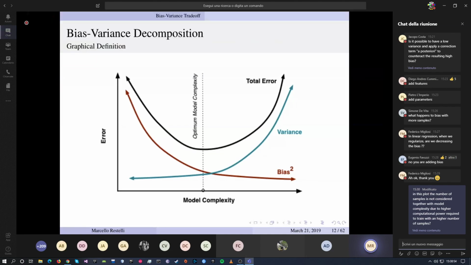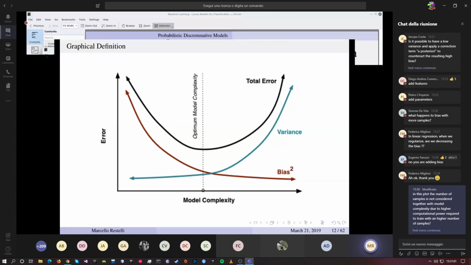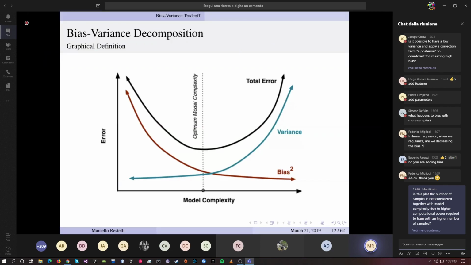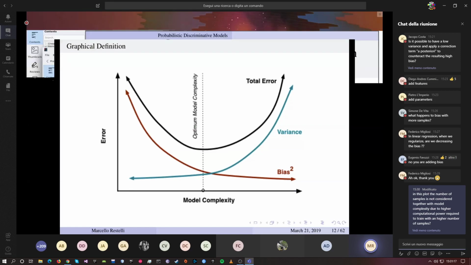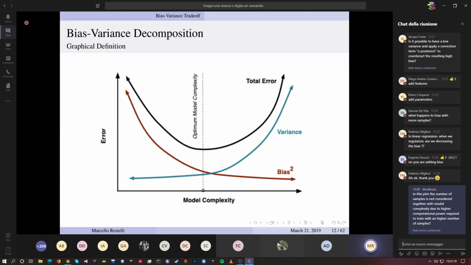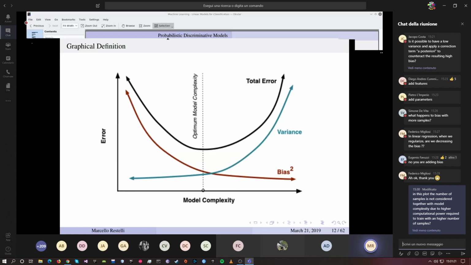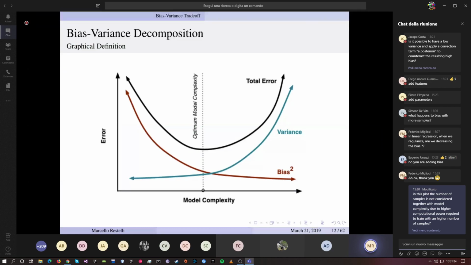There is a question: does this plot consider the number of samples? In this plot, the number of samples is not considered together with model complexity. We assume that we have a fixed data set with a number of samples that cannot be changed. If you increase the number of samples, the optimal model complexity, the minimum of the black line, will move to the right. So the more samples, the more you can afford to learn complex models.